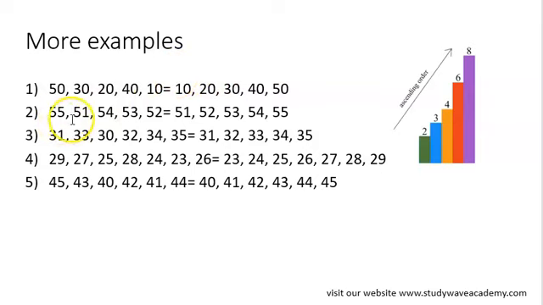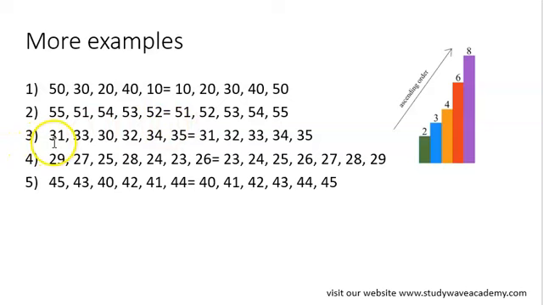We have 55, 51, 54, 53, and 52. So what are we going to do? We are going to arrange them from the smallest to the biggest. The smallest number here is number 51. The next is 52. The next is 53. The next is 54. And the next is 55. So we're going to write it out, okay? 51, 52, 53, 54, 55. Good. We're going to move to the next question.